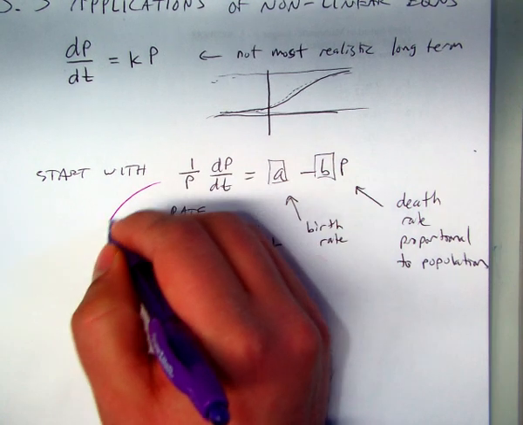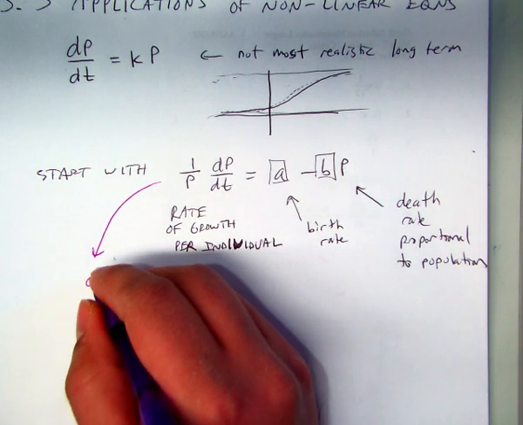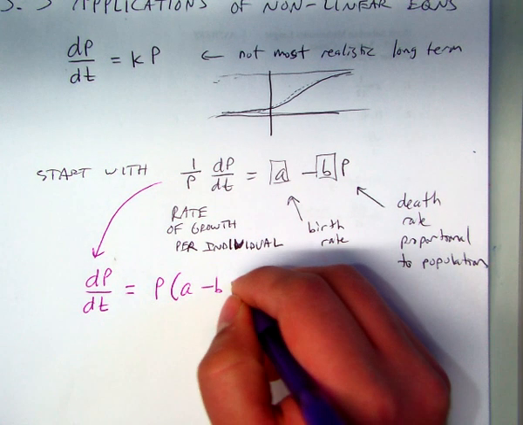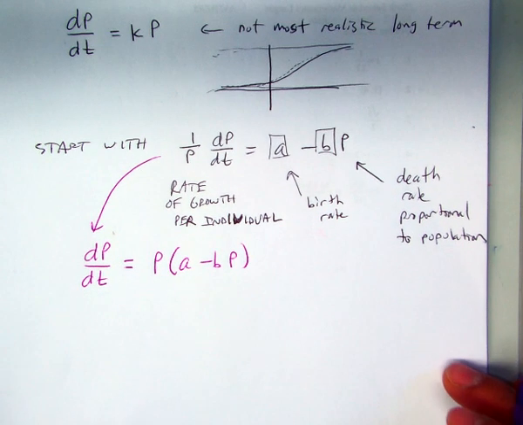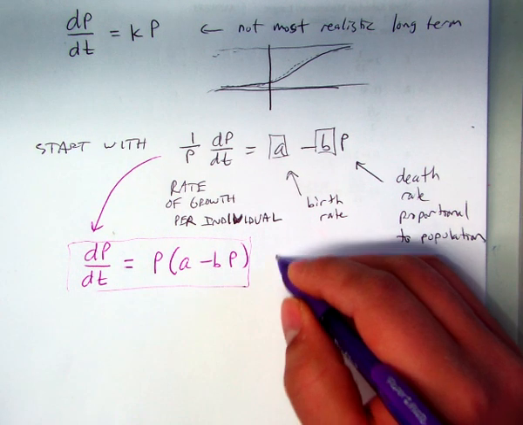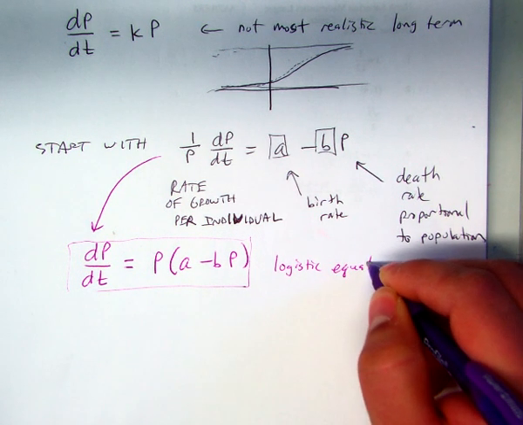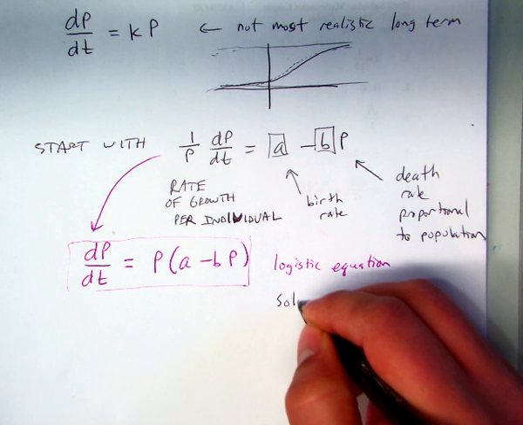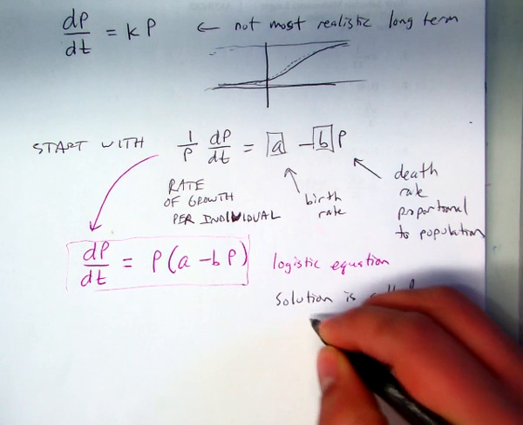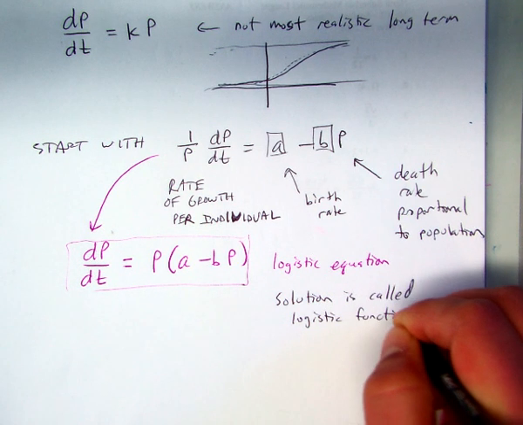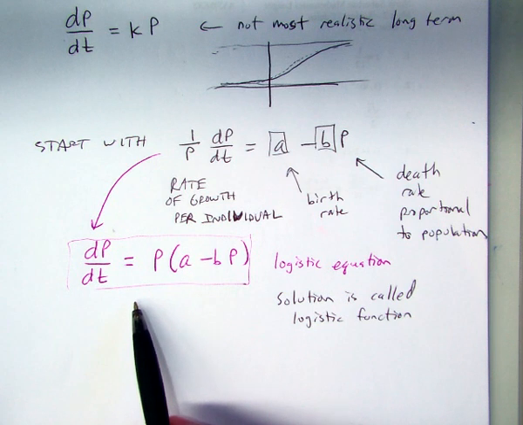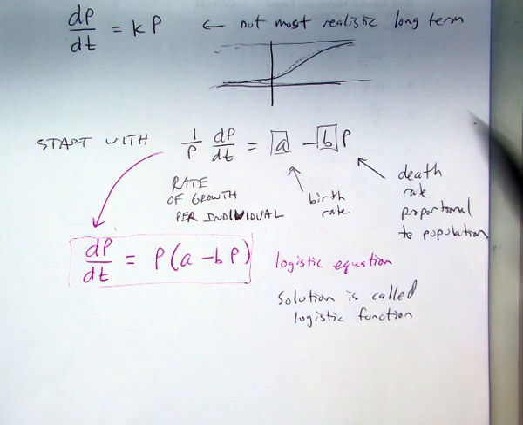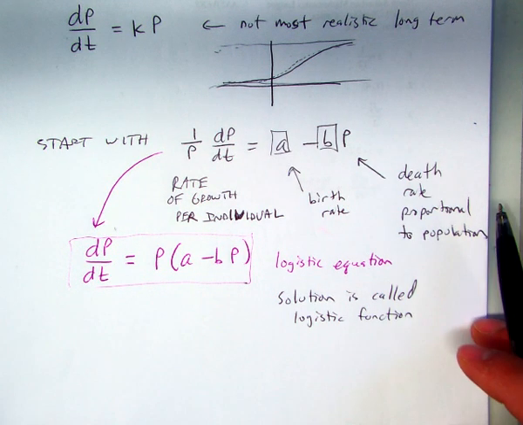And if we put it in the typical format, multiply through by p, we get dp dt equals p times a minus bp. Okay, so this is the logistic equation. And the solution to this is called the logistic function. Okay, so this is a logistic model of growth, which will usually have some sort of limiting factor as time goes on. So we like these models because they're usually much more realistic in the long term.